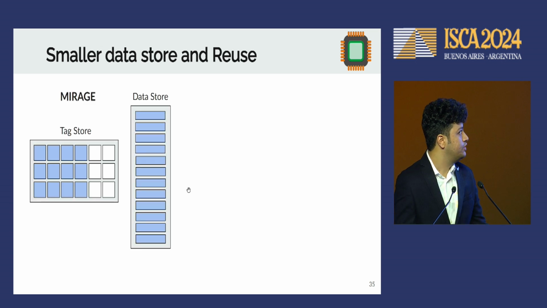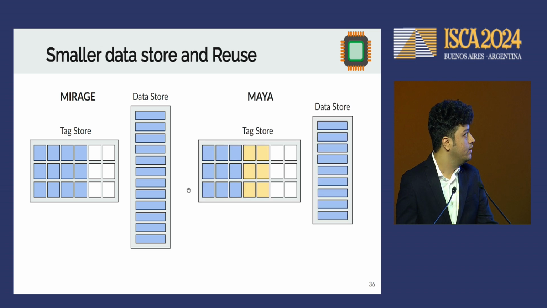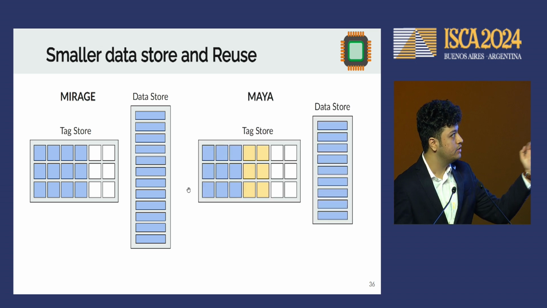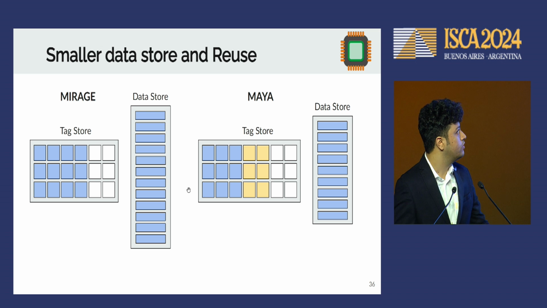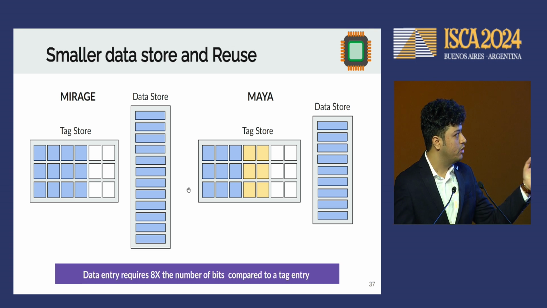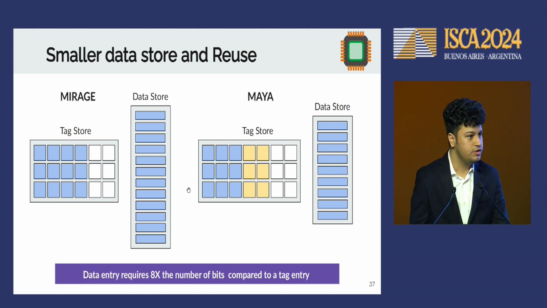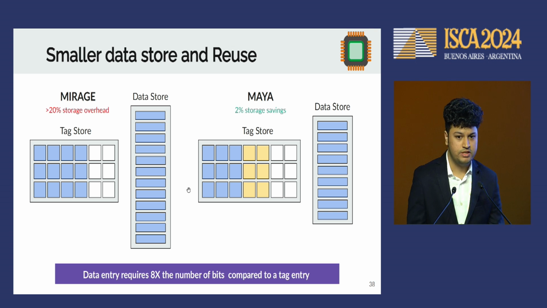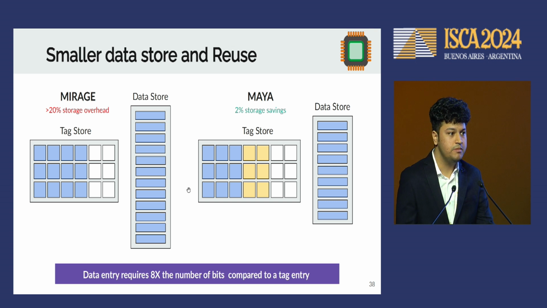If we look at Mirage again, Mirage had some extra invalid tag ways to ensure security. With our Maya cache design, we have a smaller data store, and we bring in the concept of reuse. Again, we have some extra invalid tag ways to help ensure security. But because data entries are much more expensive compared to a tag entry, we are able to achieve 2% storage savings compared to a non-secure baseline, whereas Mirage had a hefty 20% storage overhead.